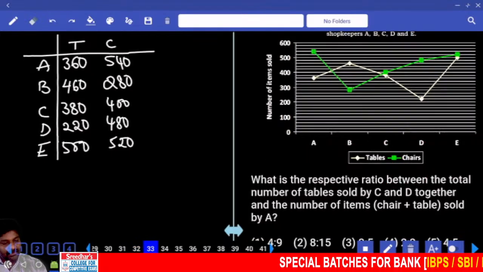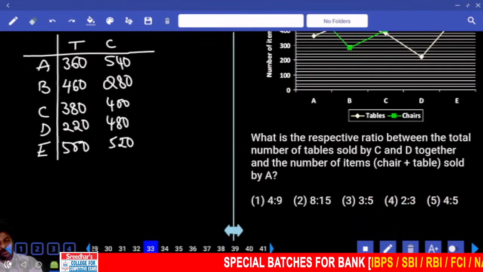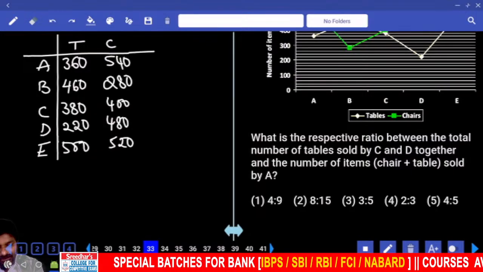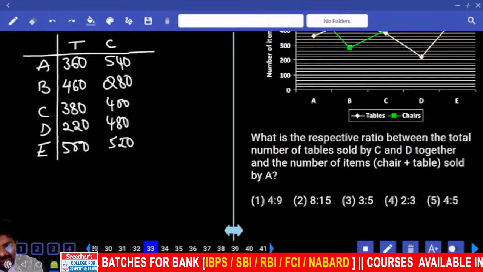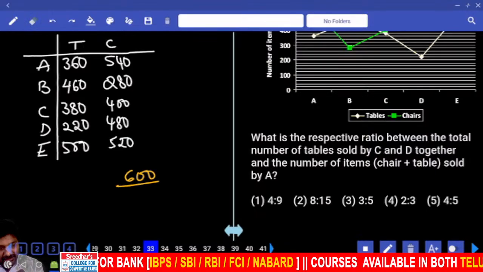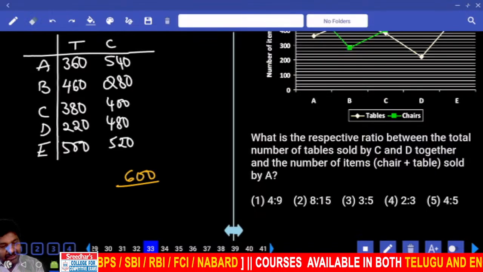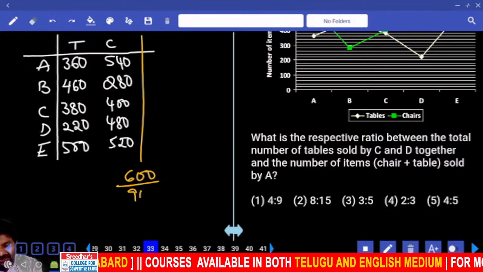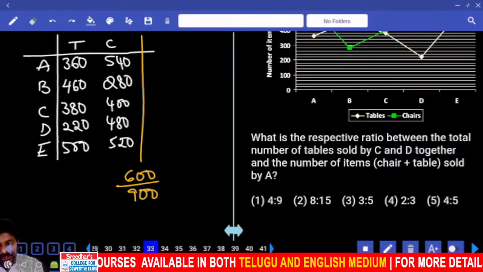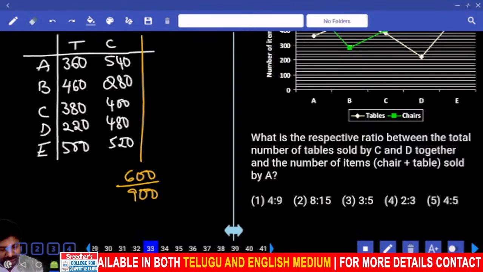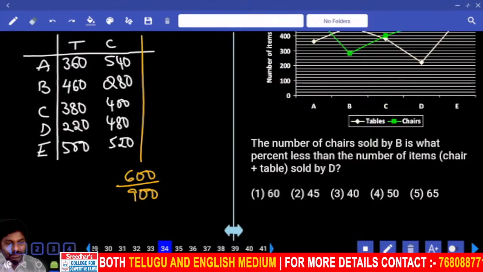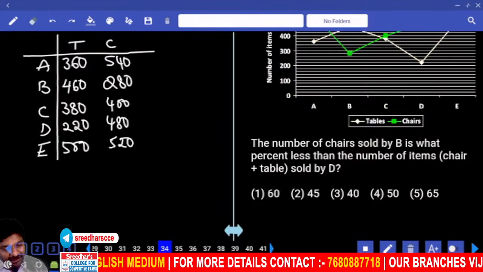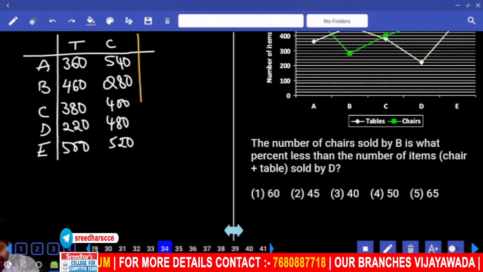Next. What is the respective ratio between the total number of tables sold by C and D together? C and D together tables sold 600. Number of items sold by A, items sold by A in the sense total, right? Which is equal to 300, 2 times and then 3 times. 2:3.